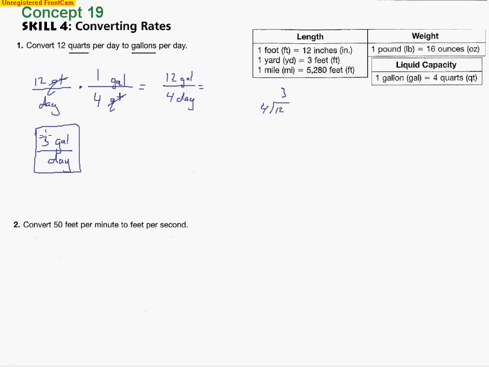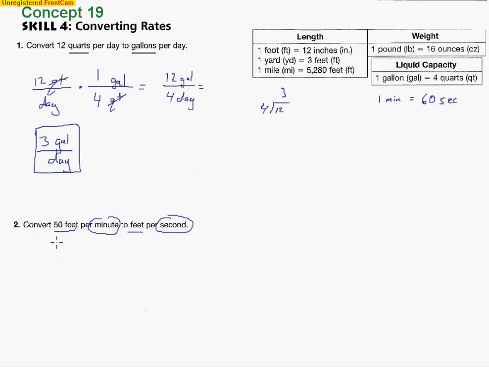Let's take a look at the next one. Here I want to convert 50 feet per minute to feet per second. So here are the units I need to change: minutes to seconds. Let's take a look at that time unit again. We know that 1 minute equals 60 seconds, so we're going to use that conversion factor here.